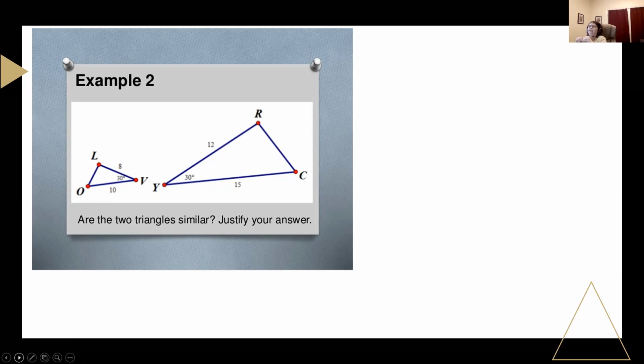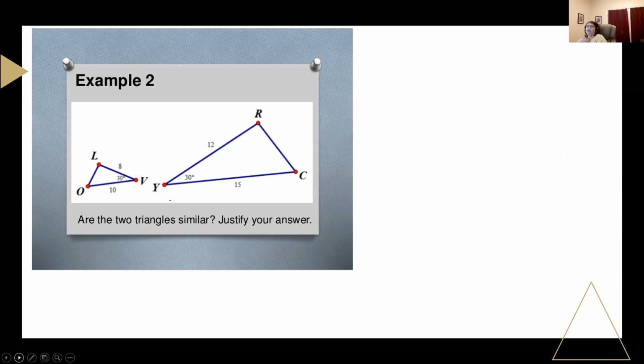So right here, it says, are the two triangles similar? And on a standardized test, they could say they are similar because, and they could give you a bunch of theorems, and you have to choose the right theorem. They could give you one triangle and a list of other triangles and say which one is similar. There's many different ways to do these on a standardized test.